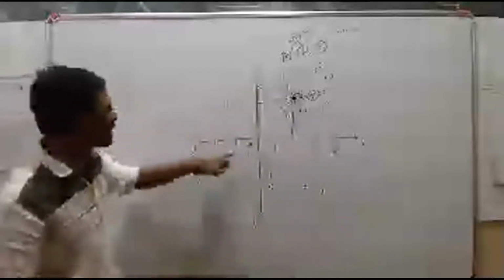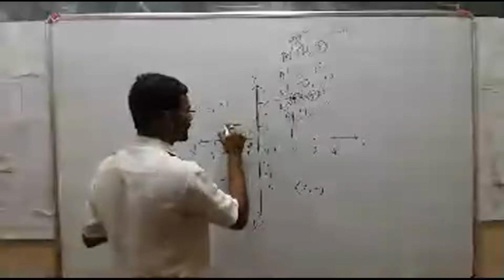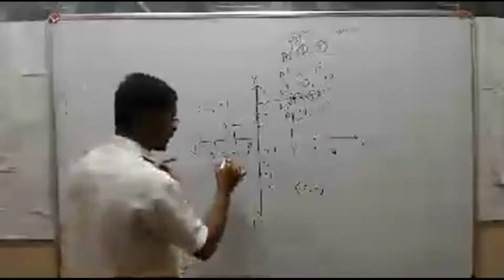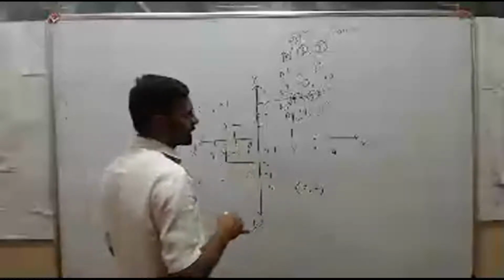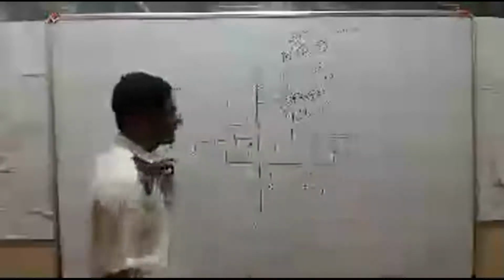B. X value is how much? Minus 2. Y value is 1. Minus 2 and 1. It is considered as B. C. The X value is minus 3, Y value is minus 2. It is considered as C. What is D? X value is 4, Y value is minus 2. It is D.